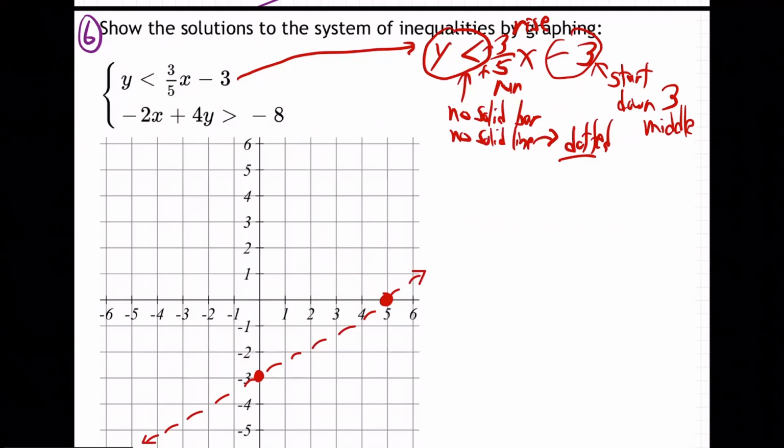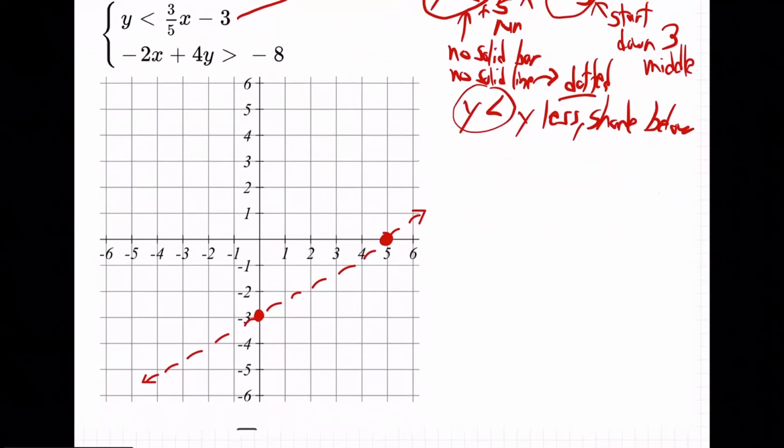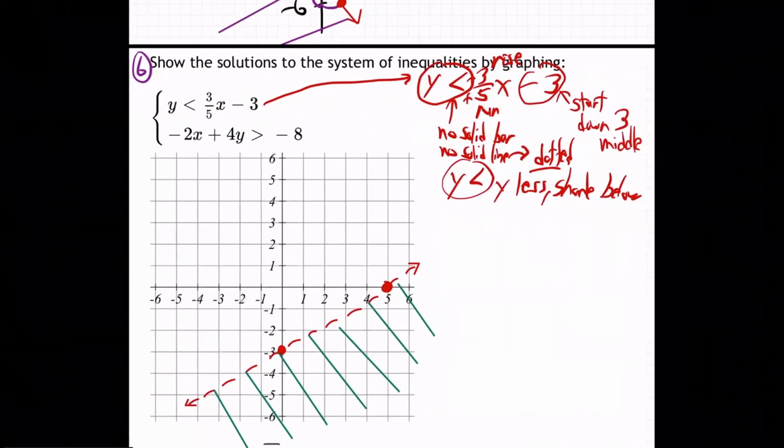Okay, and where's the shading? The shading, it says y less, right? Y less, shade below. Lesser things are below, aren't they? So the shading on this one is going to be below. Shade below. All right, the shade below. Now, so there's the first one.